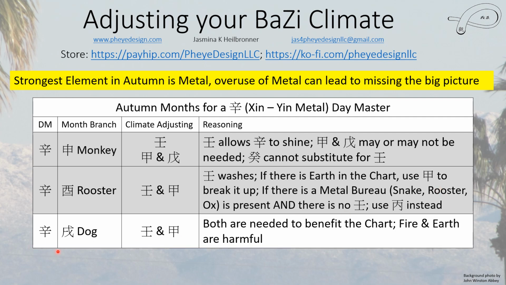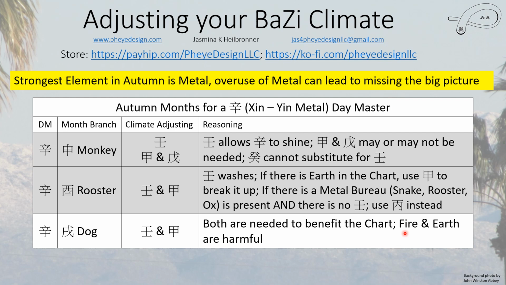If you are a Sin Metal Daymaster born in the month of the dog, you basically need these two things for the same reasons. You need to break up the soil, and you need to clean the soil to bring out the metal.